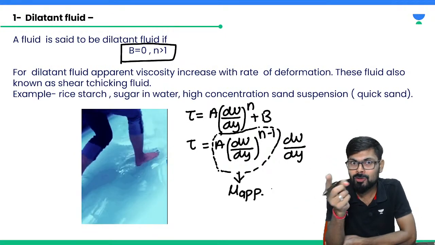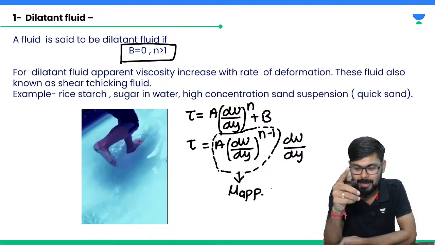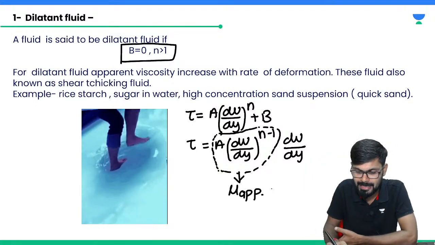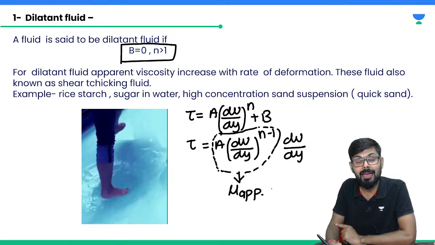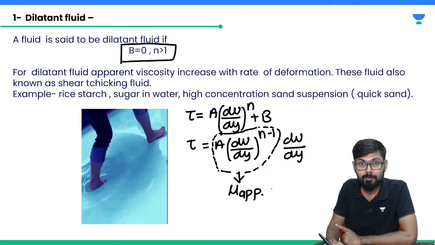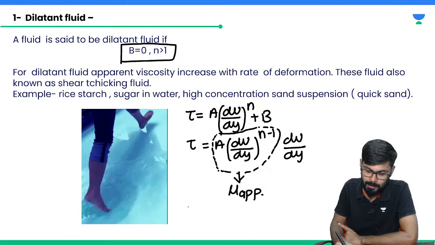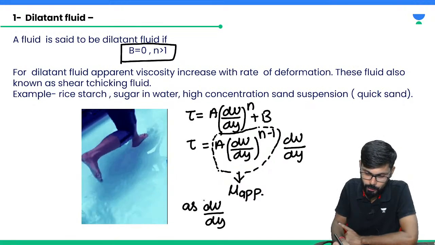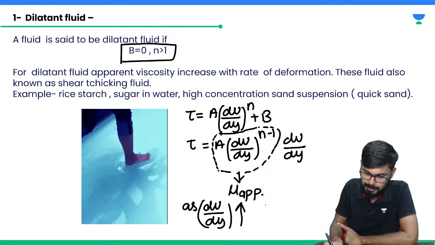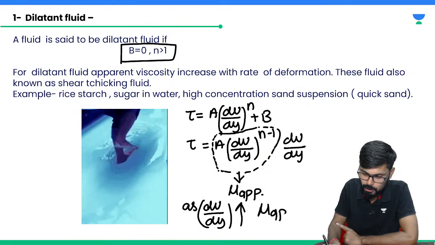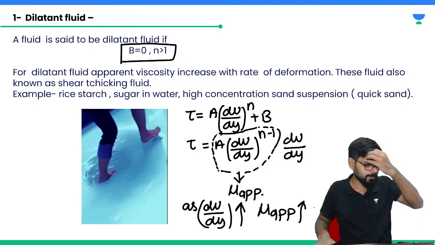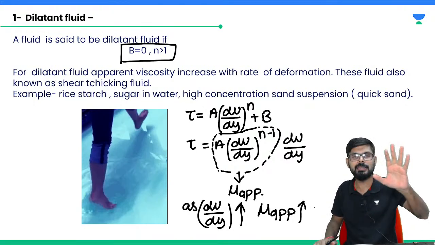As n value is greater than 1, the power will be positive. It means that as du by dy increases, mu value also increases. So as du by dy value increases, mu apparent value will also increase. I hope you understand. Please listen carefully.